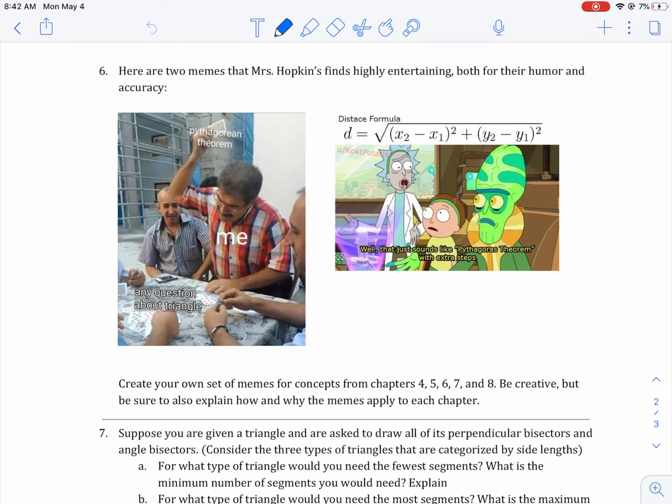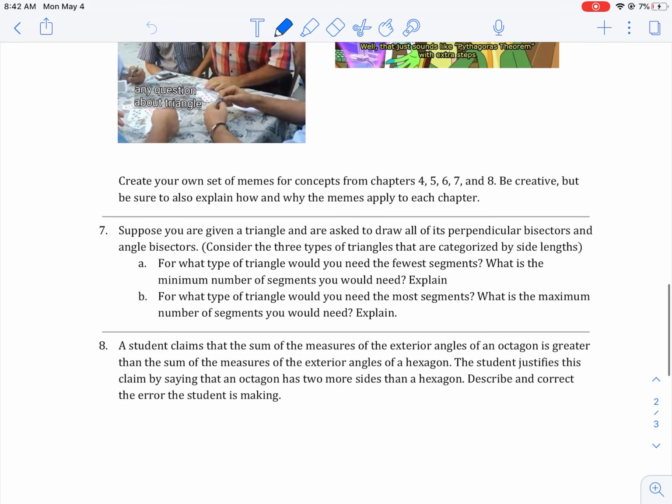Number 6, this one's kind of fun. This is to create your own memes for concepts from chapters 4, 5, 6, 7, and 8. You can be creative with this, but please also be sure that you actually explain underneath each meme what that concept is, but make sure you're making your own as well.